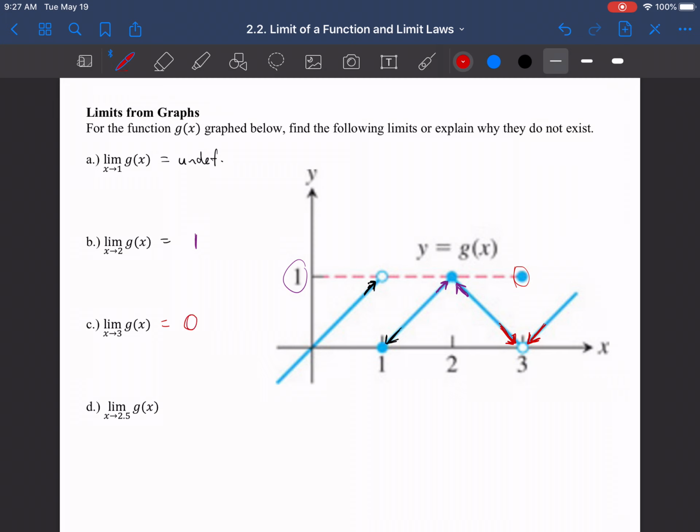And then the limit of g of x as x goes to 2.5. Here's 2.5. So we're going toward this point right there. As we approach from the positive side, from the right, we're getting a value of 0.5. And as we approach from the negative side, from the left, we're going to a value of 0.5. So the limit is 0.5. There you go. And those are the limits for those things.